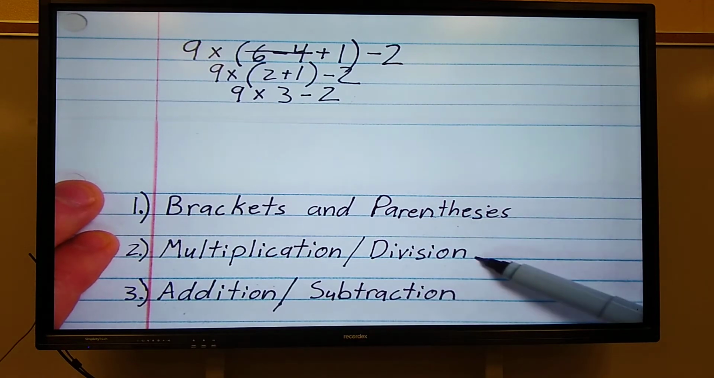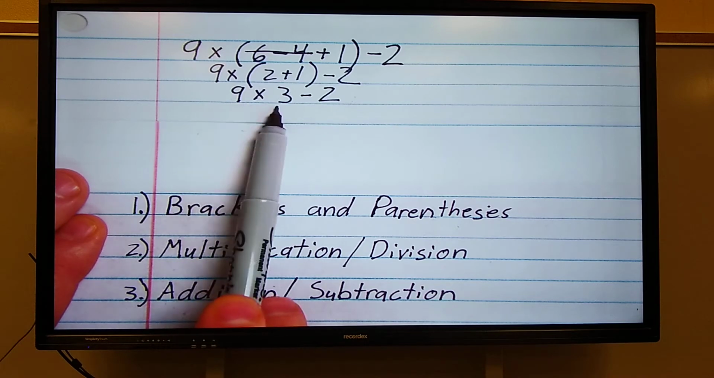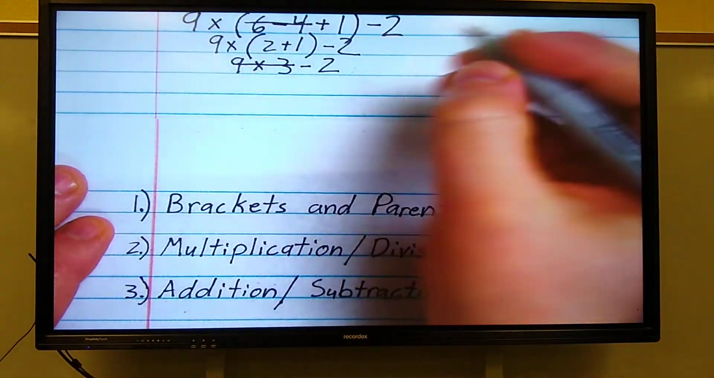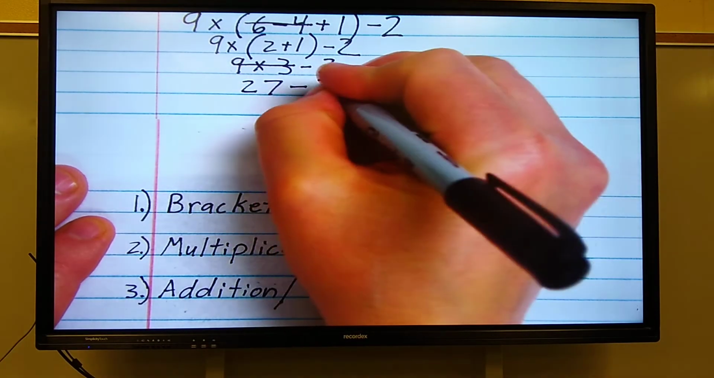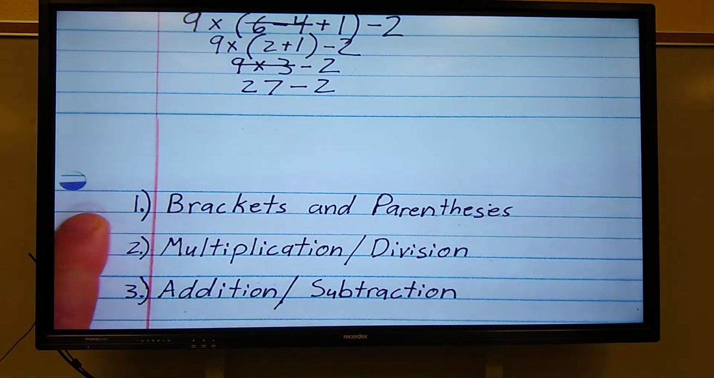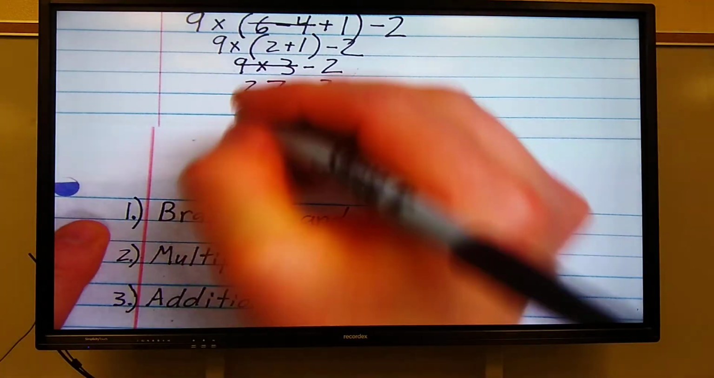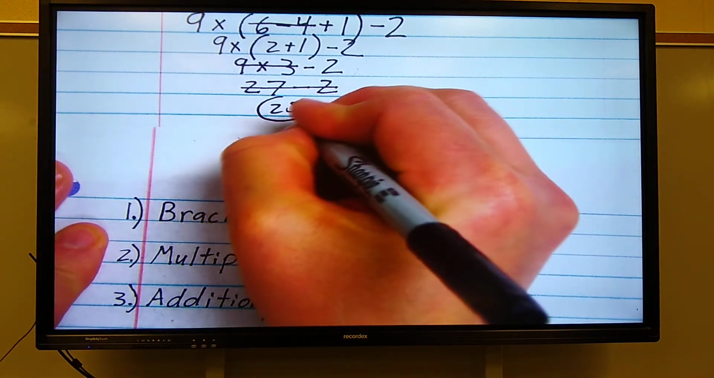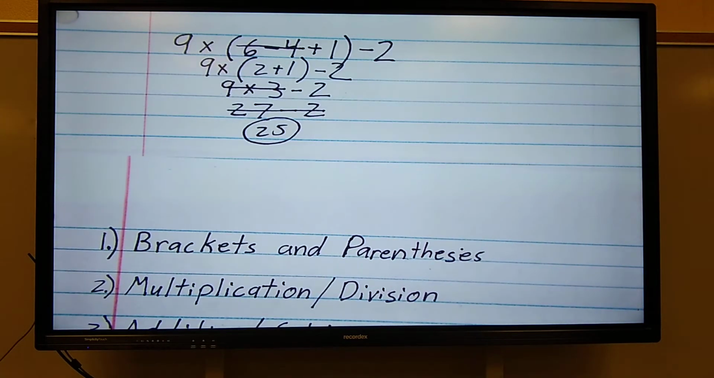So now, multiplication and division from left to right. So I have to do 9 times 3 next. 9 times 3 is 27 minus 2. And then now I only have one thing left to do, the subtraction. My answer is 25. Look at your work. See where you might have messed up if you did not get 25.